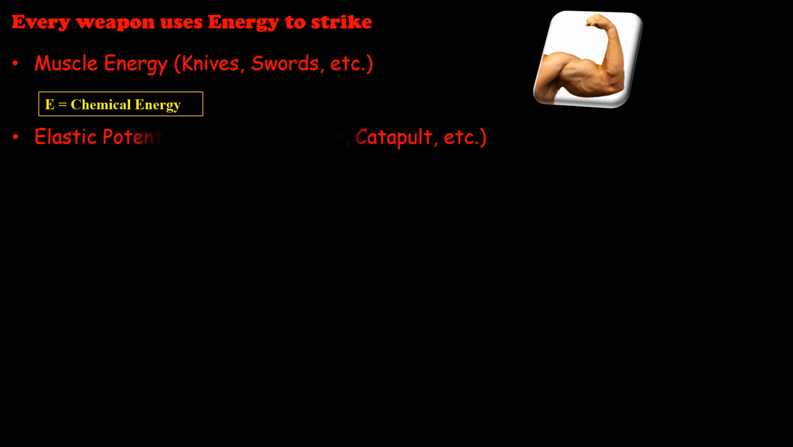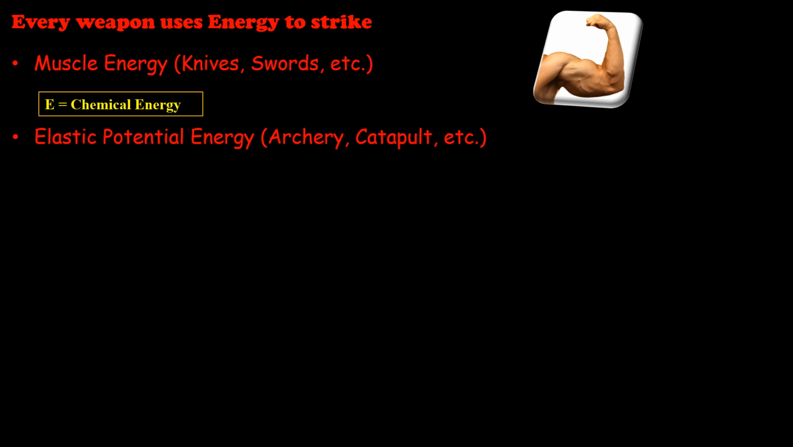Now, there is a principle of all weapons, which is energy. This is a little bit of physics, but physics plays a role here, or maybe even chemistry. Like using knives, swords, etc., it was done by muscles. And where does the energy of the muscles come from? From chemical energy.